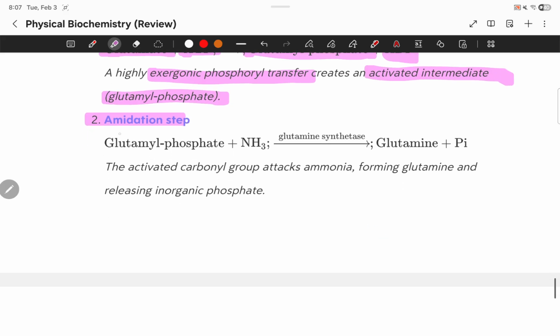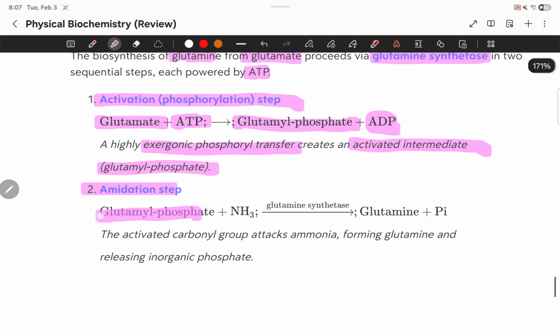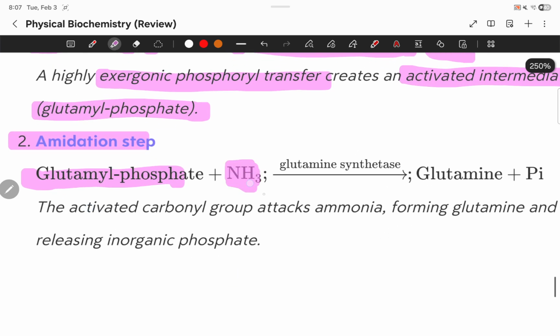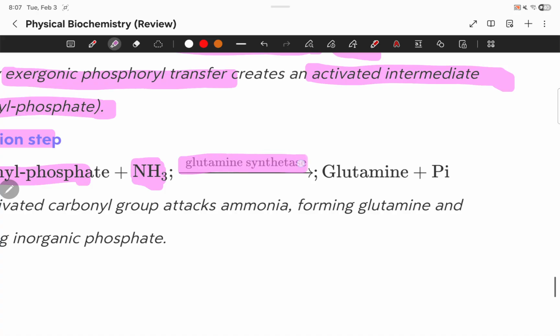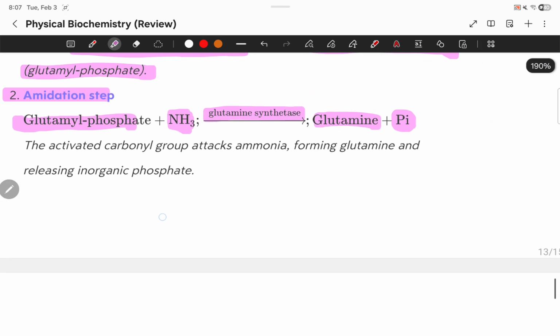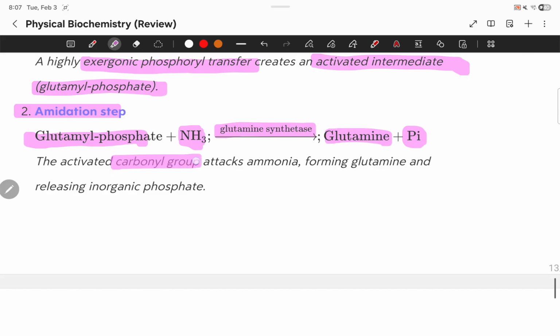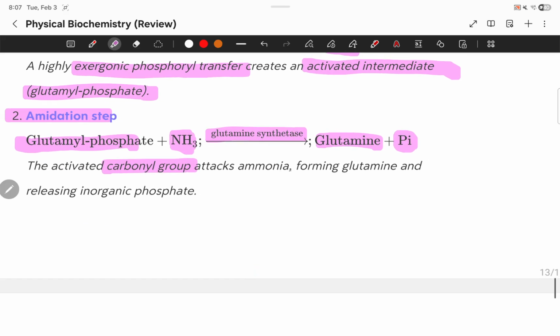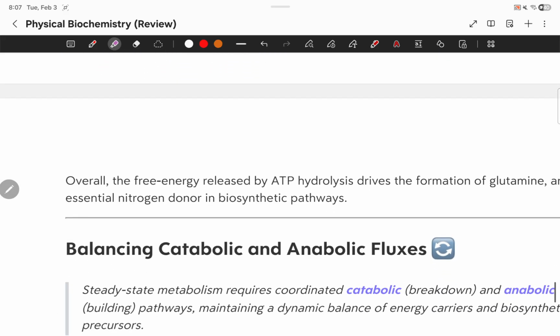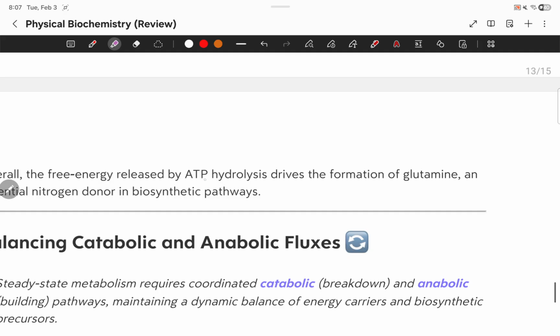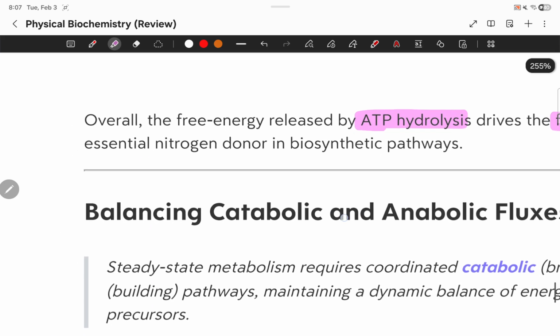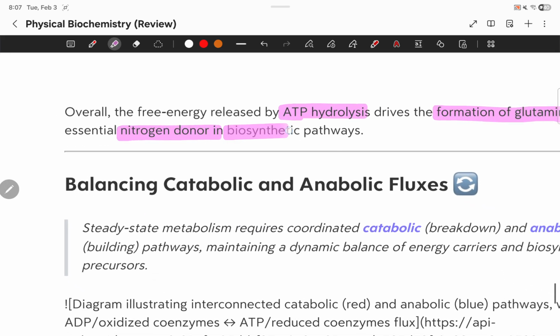Next we have the amidation step, where we have the glutamyl phosphate right here plus ammonia under glutamine synthetase, which is an enzyme, giving us glutamine and inorganic phosphate. Basically, the activated carbonyl group will be attacked by the ammonia, forming glutamine and releasing inorganic phosphate. Overall, the free energy released by ATP hydrolysis drives the formation of glutamine and is essential for nitrogen donation and biosynthetic pathways.